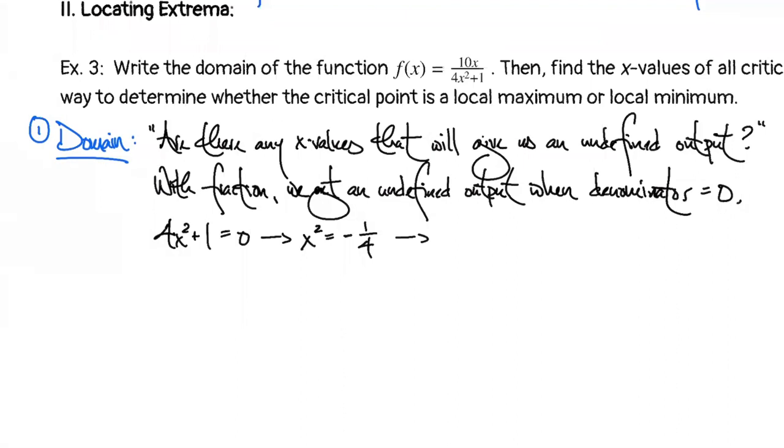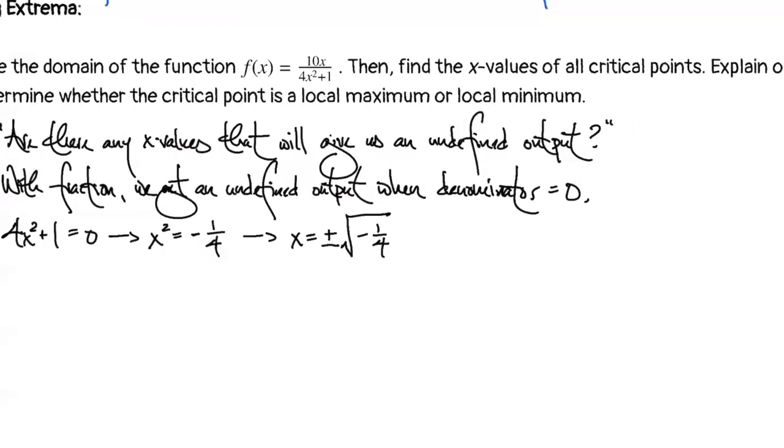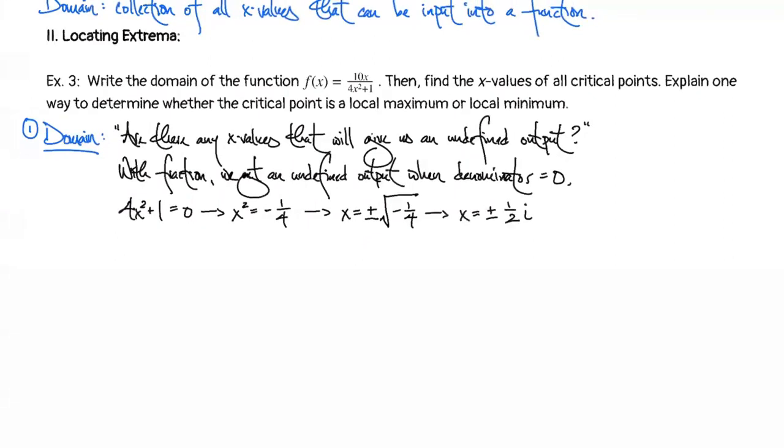In order to isolate x, we need to take the square root. So we could say x equals the square root. And anytime we take a square root, we want to think plus or minus, but we have a square root of a negative. So we could say that x equals plus or minus 1/2 i. However, this is imaginary, and since it's imaginary, we don't see it on the xy plane. Literally, we don't see it on the xy plane.